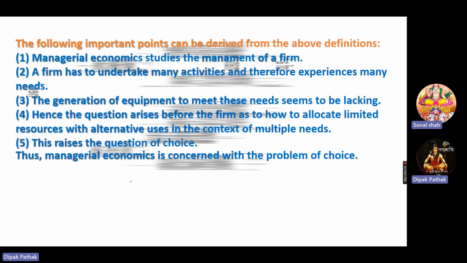The main result of these four definitions, the important points, are as follows. First, managerial economics studies the management of a firm. Second, a firm has to undertake many activities and therefore experiences many needs. Third, the factors of production, equipment or tools to meet these needs are always lacking. Fourth, hence the question arises before the firm of how to allocate limited resources with alternative uses in the context of multiple needs.